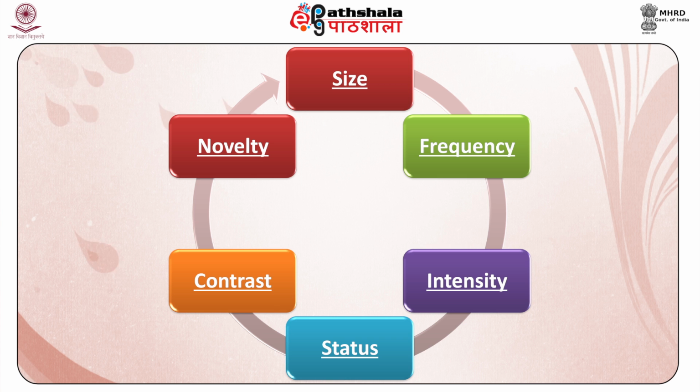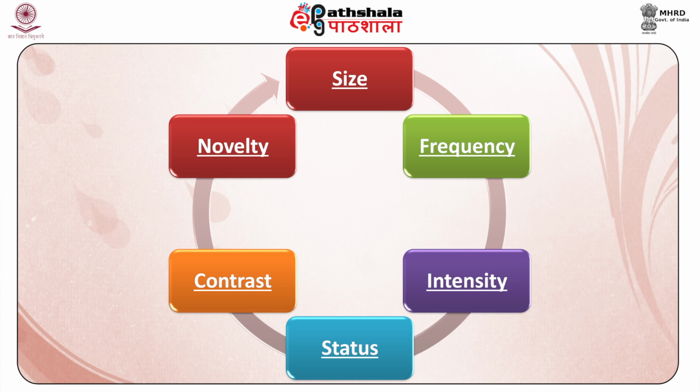The next is frequency. What is frequency? The more the external stimulus is repeated, the more it will attract attention. The next is intensity. Selective perception is attracted with increased intensity. Next is status. What is status? The status of the perceiver influences perception to a large extent. Status and background exercise greater influence on the employees or people who are below status.